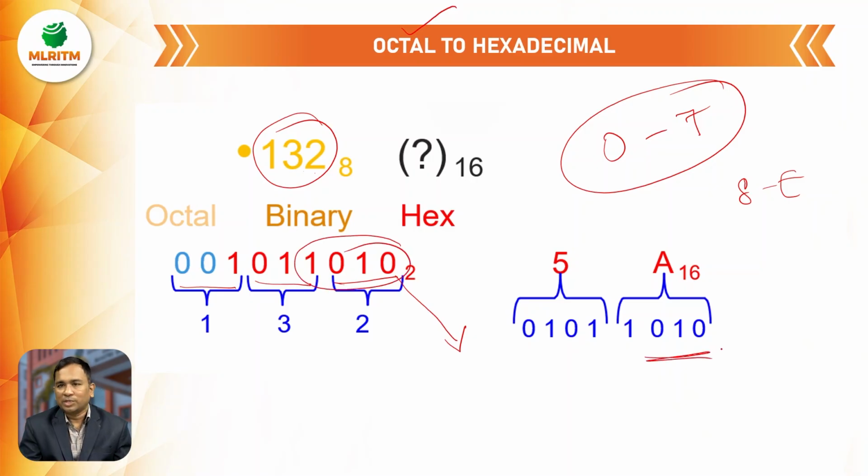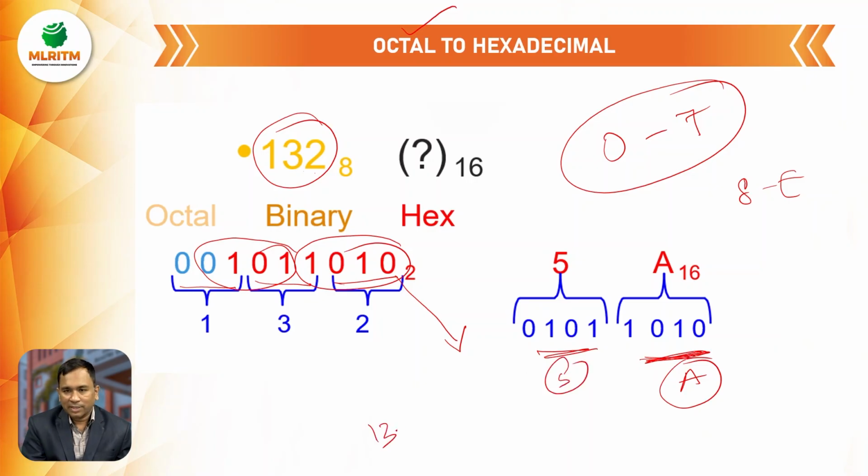1010, one combination. After that, you take the remaining 4-bit combination, 0101. 1010, the number is A, and next 0101, the value is 5. So finally, my octal number is 132, but in hexadecimal I got the value 5A. So like this, my octal number is converted into hexadecimal format.